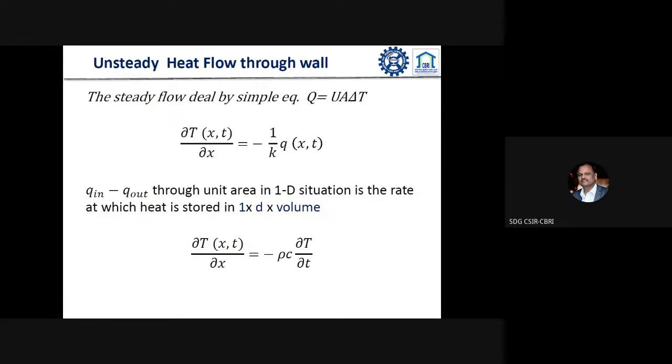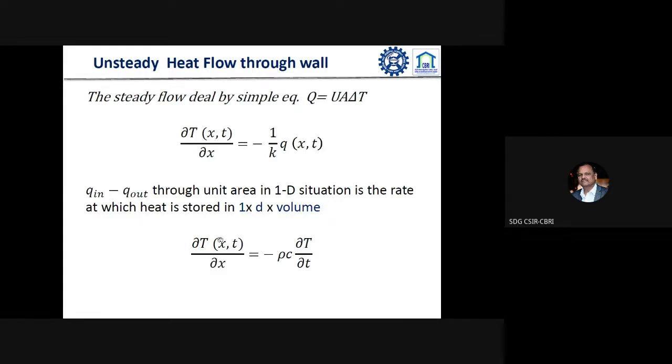As we have seen, in the case of steady heat flow, Q is equal to UA into delta T. But in the case of unsteady flow, we have to deal not only with the dimension but also with the time period, that is, with space and with respect to time. So again, we take the basic equation and solve it in order to find the unsteady heat flow through the walls.